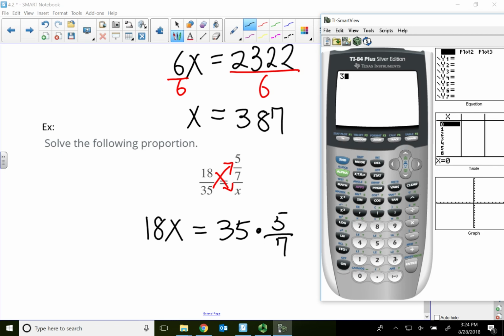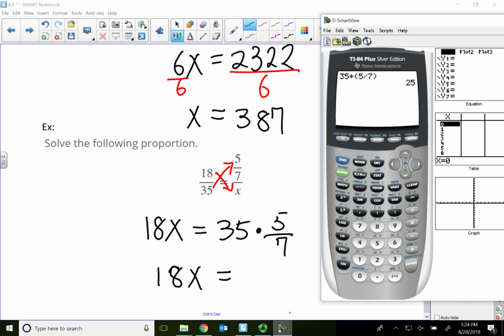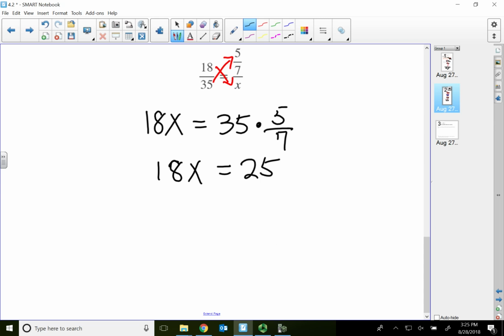So we will type in 35 times. Every time we enter a fraction, always put it in parentheses. Okay, that's a good habit. And that gave me 25. So 18x is now equal to 25. And I'm going to use this problem to show you how to simplify fractions using calculators.